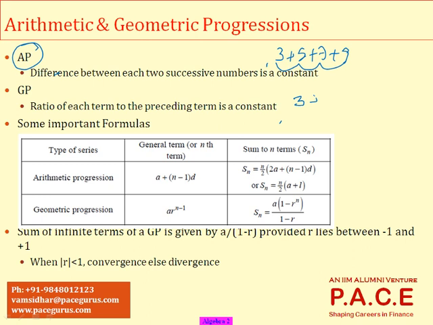And if the ratios are constant, let's say 3 plus 3 squared plus 3 cube plus 3 power 4, the differences are not constant. 9 minus 3 is 6, 27 minus 9 is 18. So here the differences are not constant, but the ratio, this divided by this is equal to 3. This divided by this is equal to 3. This divided by this is equal to 3. Where the ratios are constant, we say that it is a geometric progression. So we are talking of series where the differences are constant, we call that an arithmetic progression. Where the ratios are constant, we call that a geometric progression.